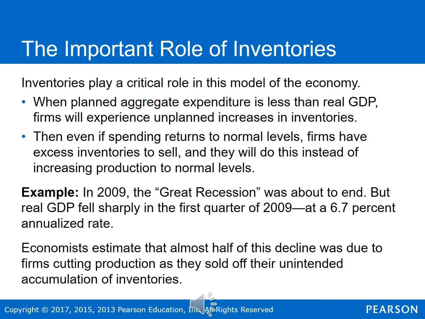So for example, more than half of the sharp 5.4% annual rate of decline in real GDP during the first quarter of 2009, during that recession, was a result of firms cutting production as they sold off unintended accumulation of inventories. These inventories they didn't plan to have. Economists estimate that half of the decline was due to firms cutting production.